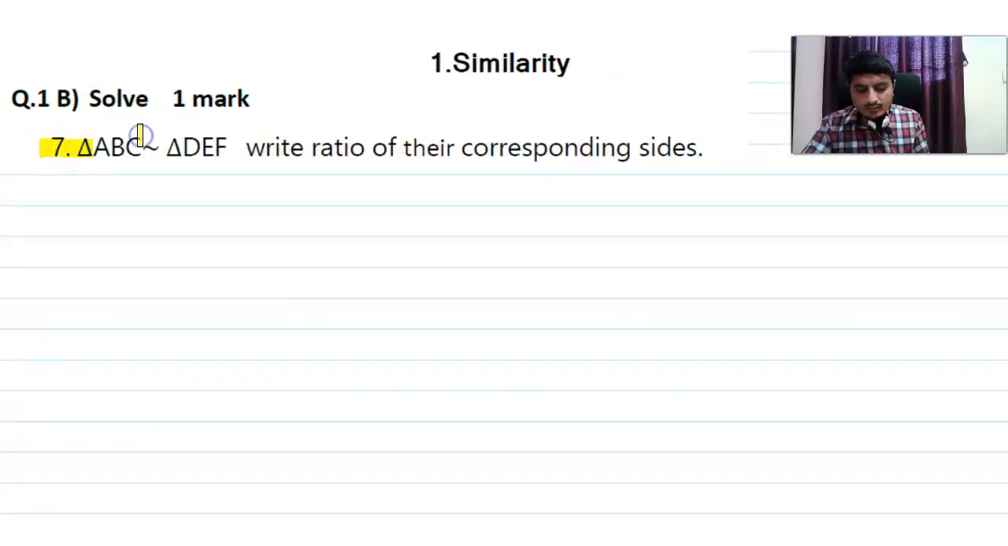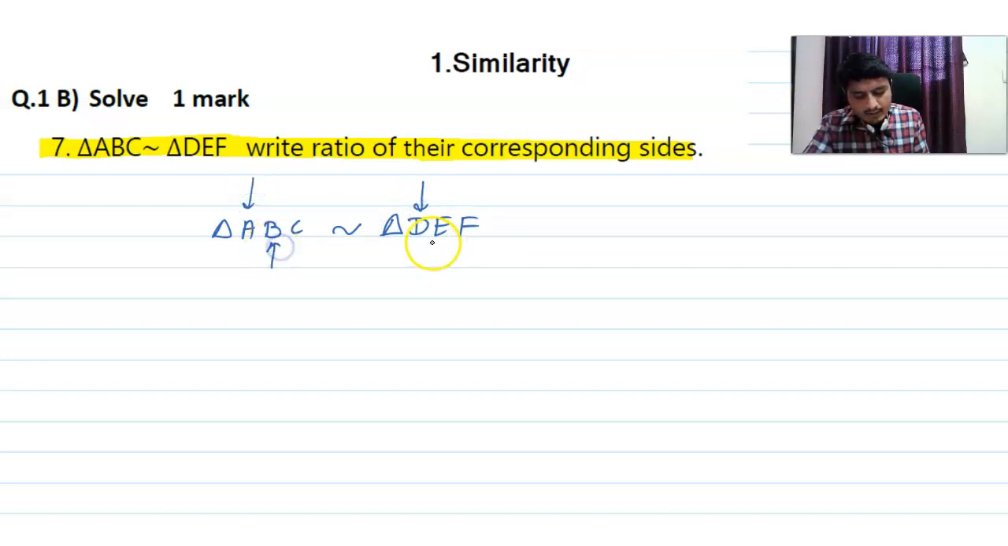Now look at question number 7, which is the same as question number 6. In question number 6 we had to write the pair of corresponding angles, and here we have to write the ratio of their corresponding sides once the triangles are similar. Triangle ABC is similar to triangle DEF. Write the ratio of their corresponding sides. So once triangle ABC is similar to triangle DEF, that means vertex A corresponds to D, B corresponds to E, and C corresponds to F.